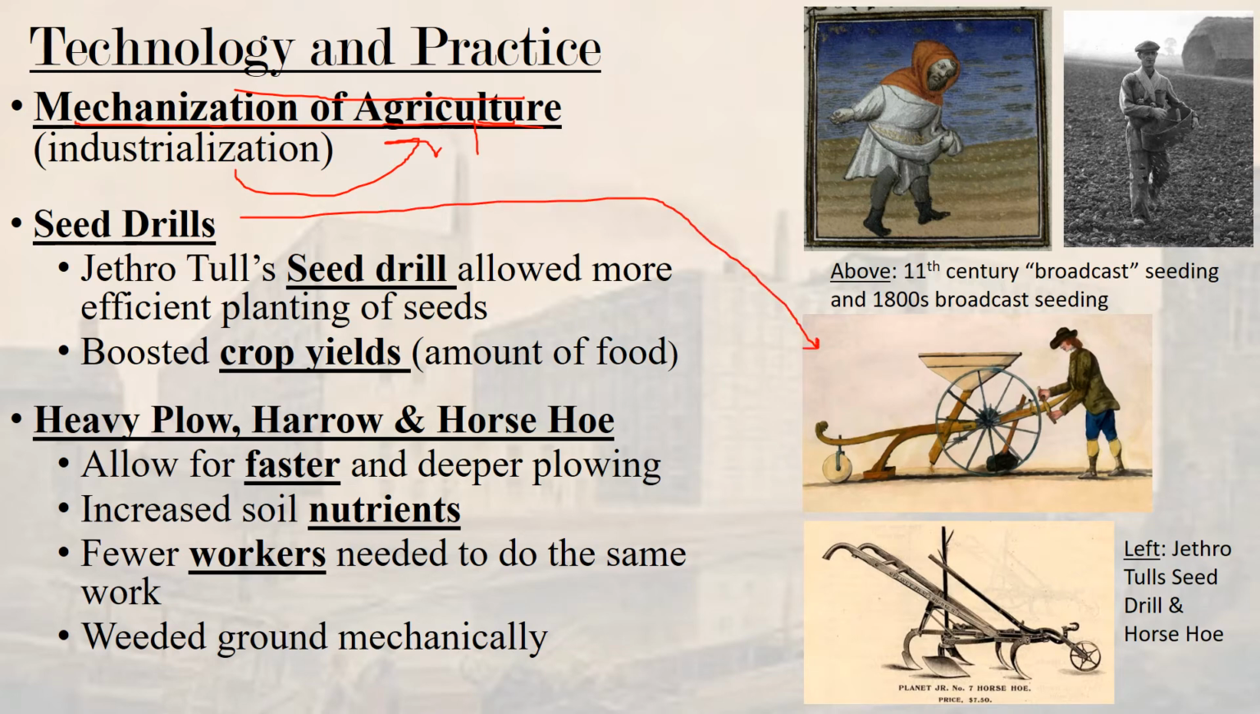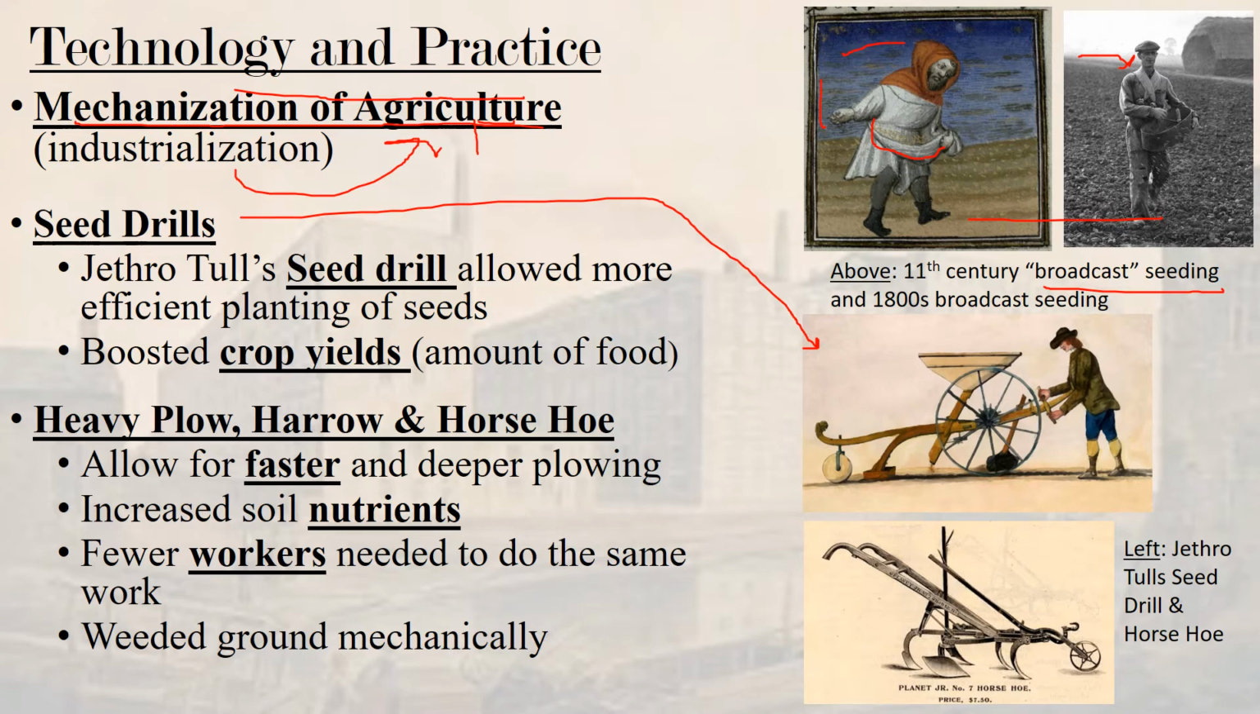Jethro Tull's seed drill. Now, before, when you were planting wheat and barley for literally thousands of years, for most of human history, you did what was called broadcast seeding. The farmers had a bag of seeds, right? Even here in the 1800s, you have a guy doing it the old school way. This one's from the 11th century. And he walks around the field and he just throws the seed at the ground.